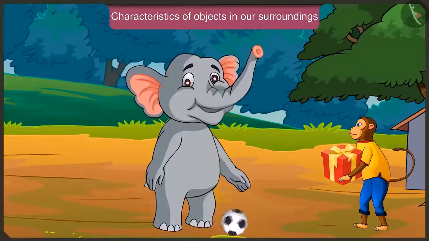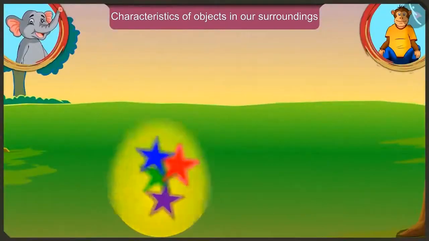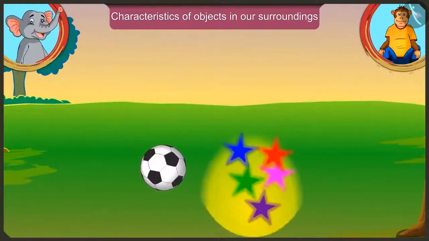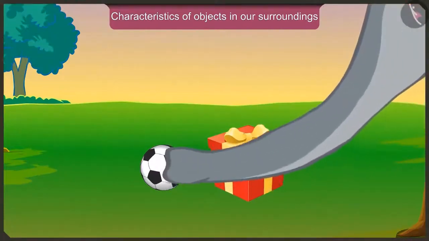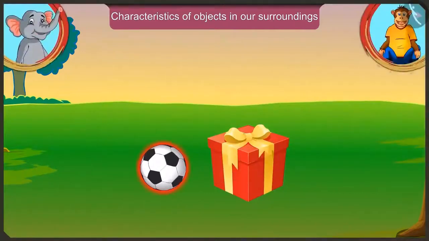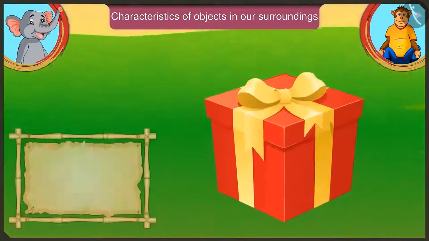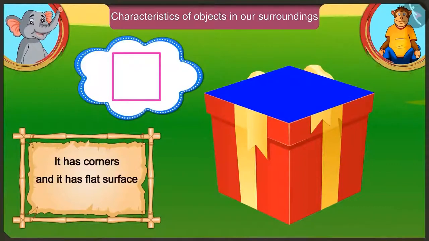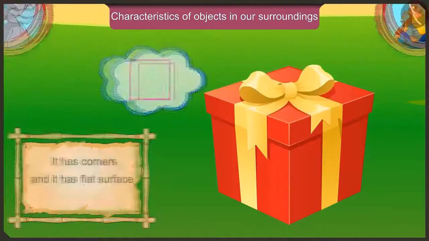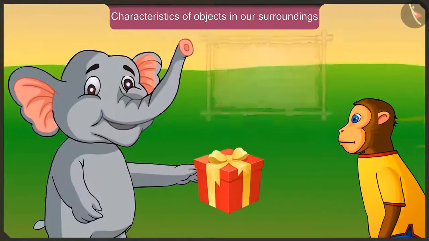Like this. Appu, look at this. This is your ball. And this is my box. Just touch it and see. Is it in the shape of your ball? No, this is not round like my ball. And it has got sharp corners on all the sides. And because it has a flat surface, it can be slided and also be moved. It is not possible to roll it, but I can surely slide and move it.